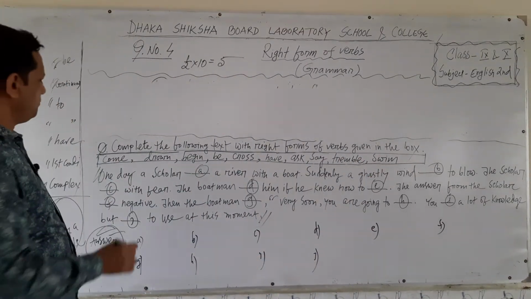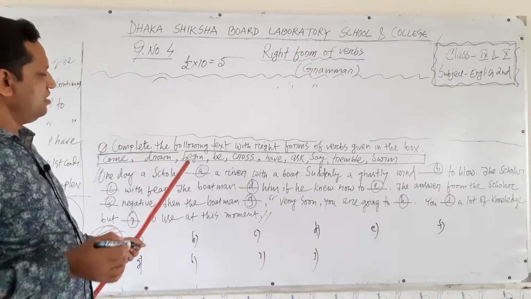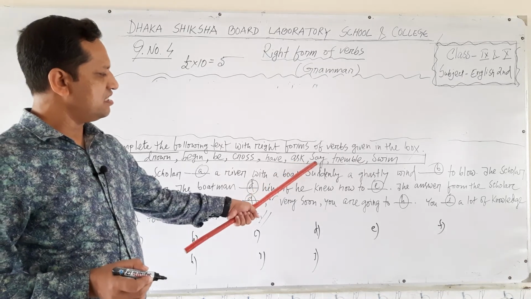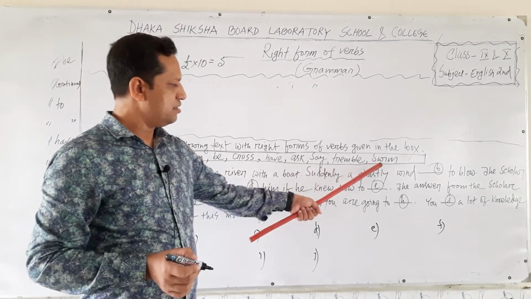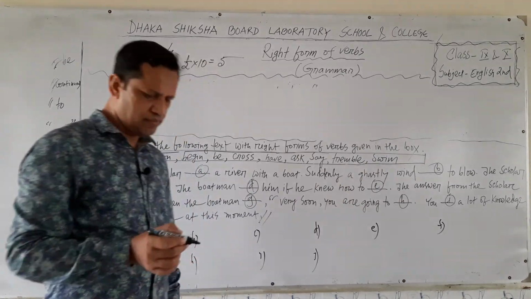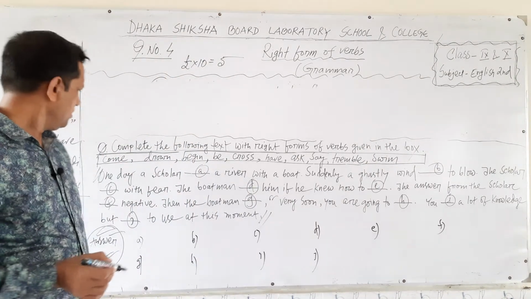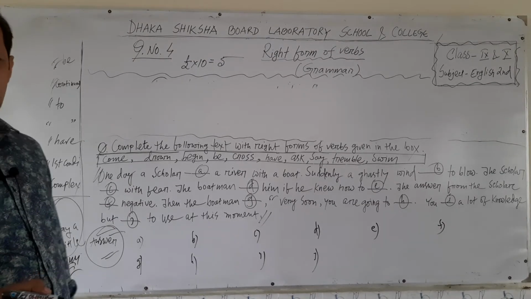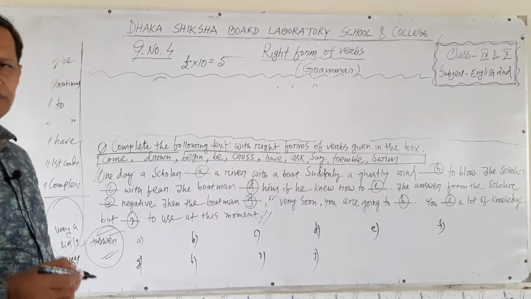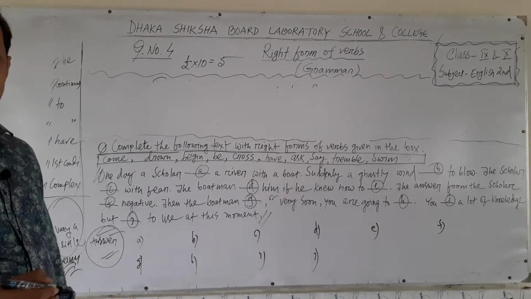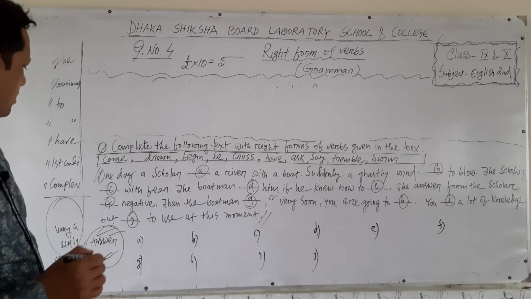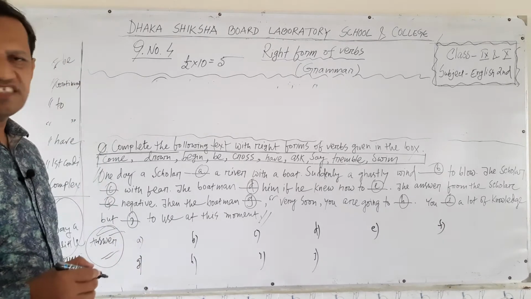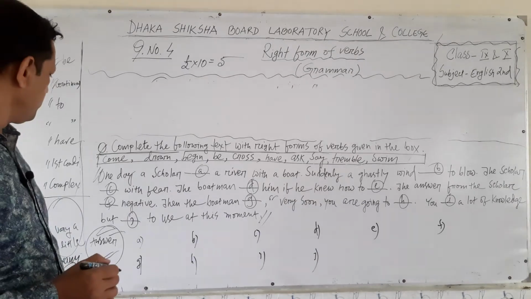Here: come, drown, begin, be, cross, have, ask, say, tremble and swim. These are the verbs, and I think these are all the V1 or base form of verbs. You have to choose the correct form of these verbs in the passage. For doing better, my dear students, you have to read the passage very carefully from beginning to last.